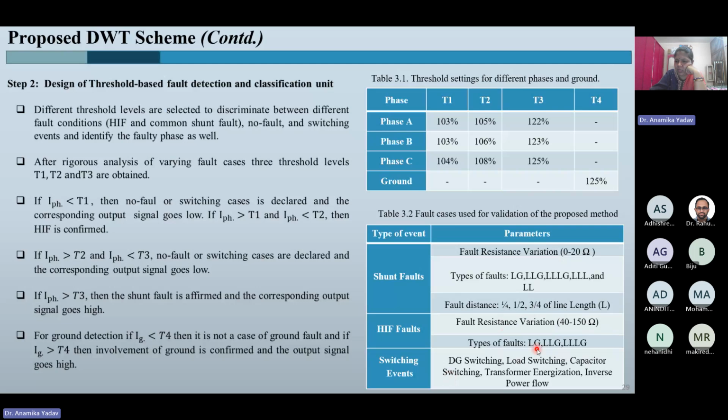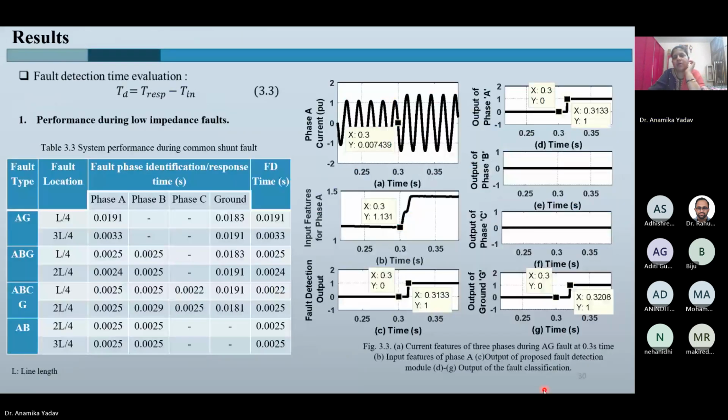And here you see that in shunt faults we consider the phase to phase fault as well, but in high impedance faults only ground faults have been considered. Then the switching events, wherein all non-faulty events are considered. To detect the presence of fault, the detection time is subtracted from the fault inception time to give the overall fault response time of the scheme.